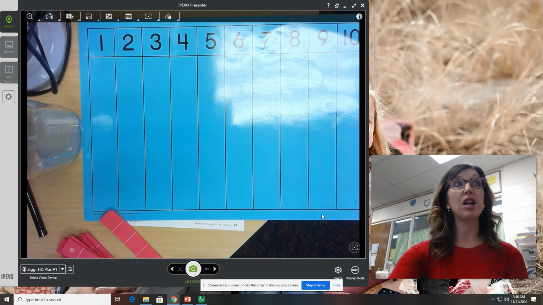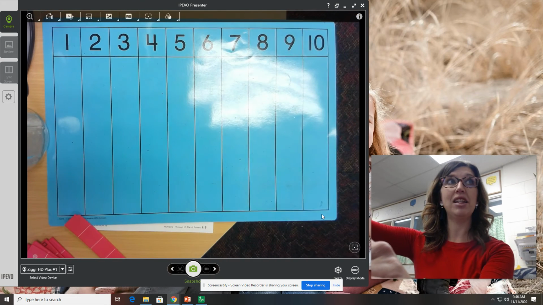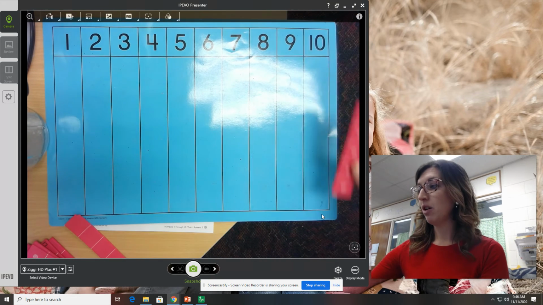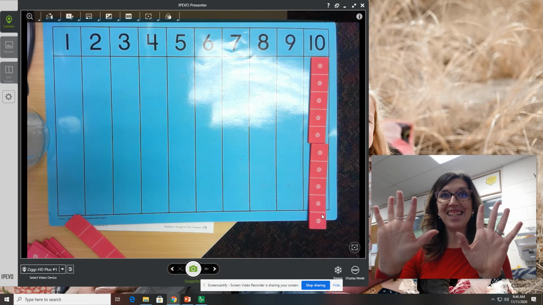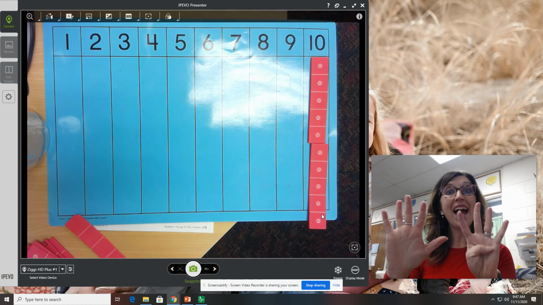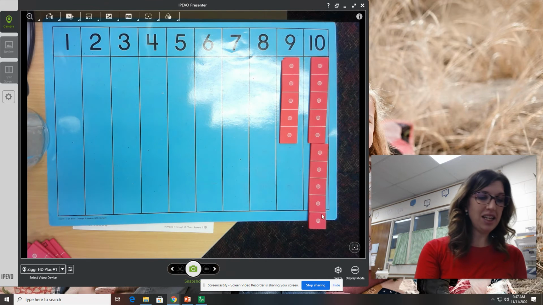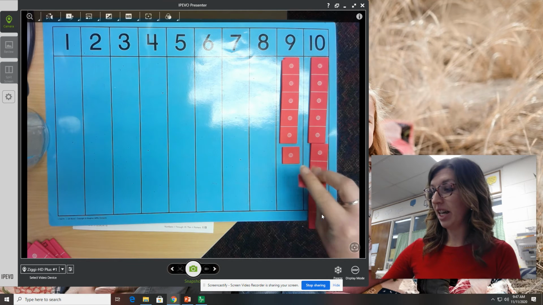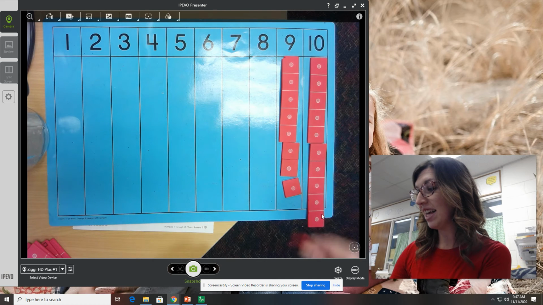And this time, instead of starting with 1, we're going to start with 10. Let's see if I can get this. Oh, there we go. Perfect. So we have 10. If I have 10 and I take 1 away, now I have 9. Remember, 5 plus 4 equals 9. 9 is 1 less than 10.